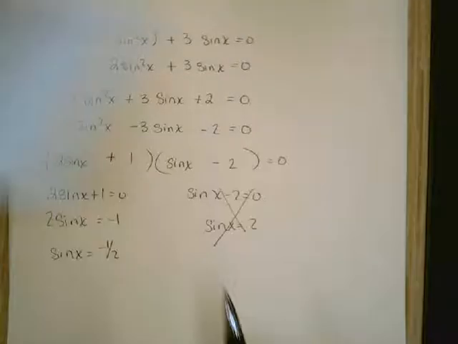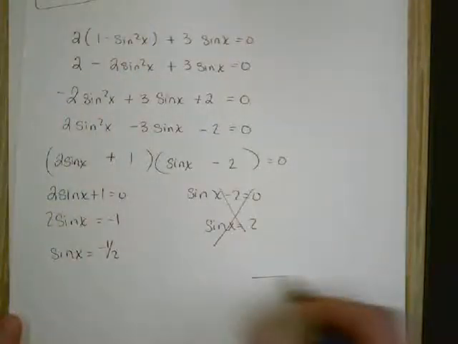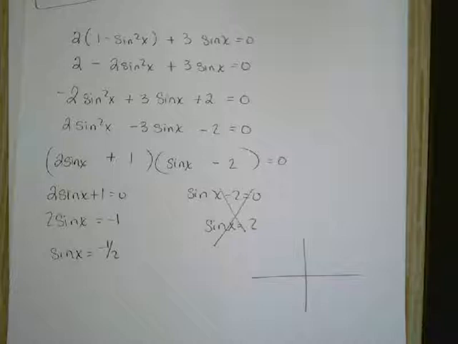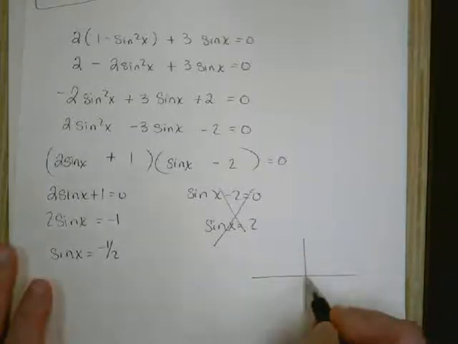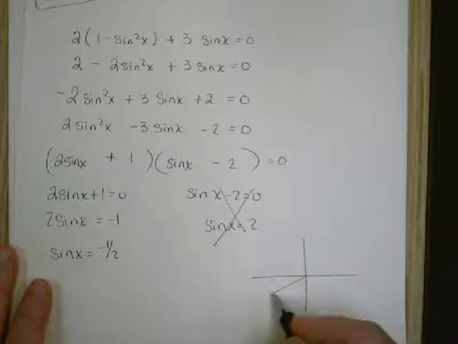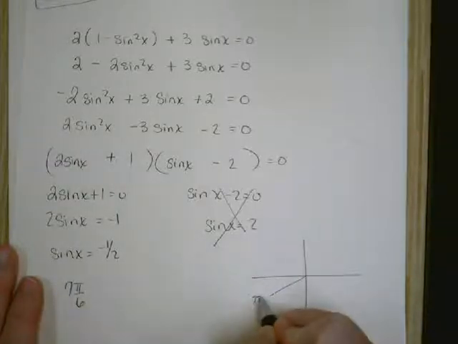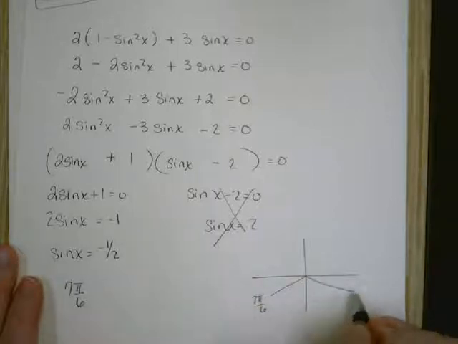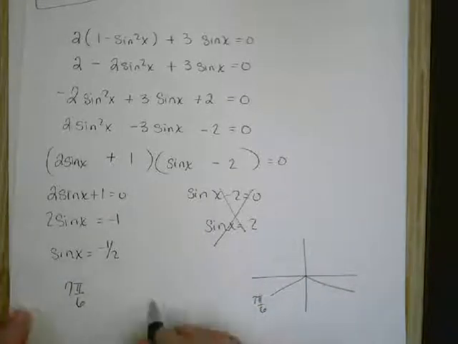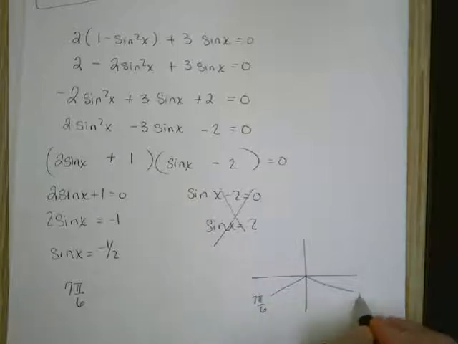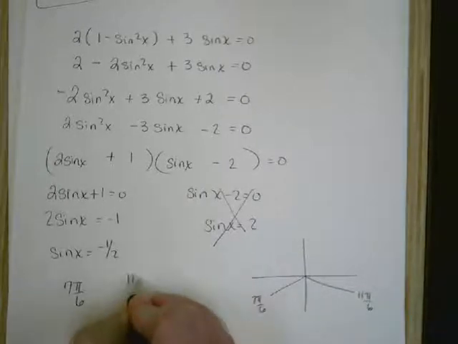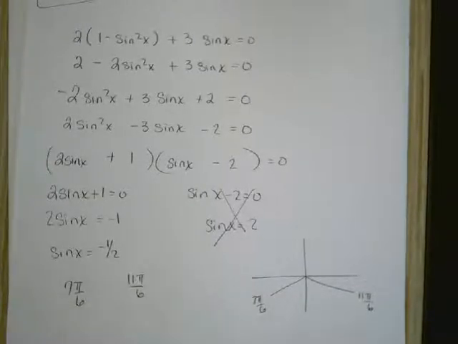Well, sine is 1/2 at pi over 6, and that's going to be negative because it's y over r. It's going to be negative in the bottom two quadrants. So it's going to be pi plus pi over 6, which makes 7 pi over 6, and pi over 6 shy of 2 pi, which would be 11 pi over 6. Those are the two places where that's going to occur. So those are my solutions.